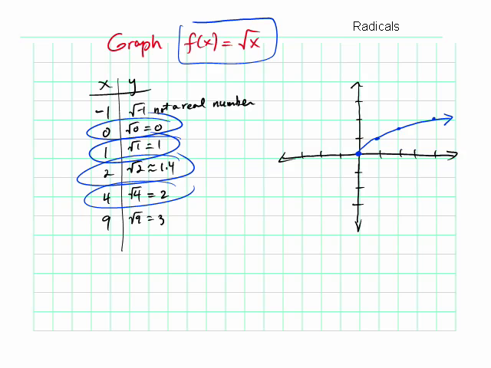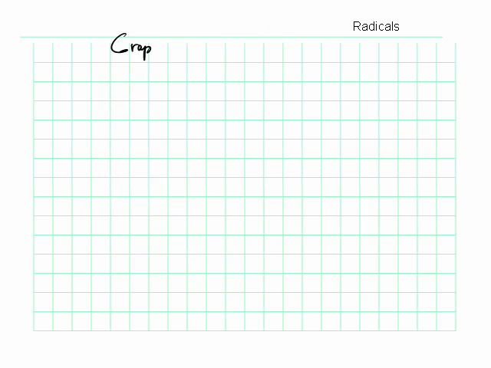All equations that have square root x in them, when we graph them, are going to look similar to that. Notice it actually starts at 0, 0 because there's nothing on the left side. Let's compare that now to graphing f of x equals cube root x.